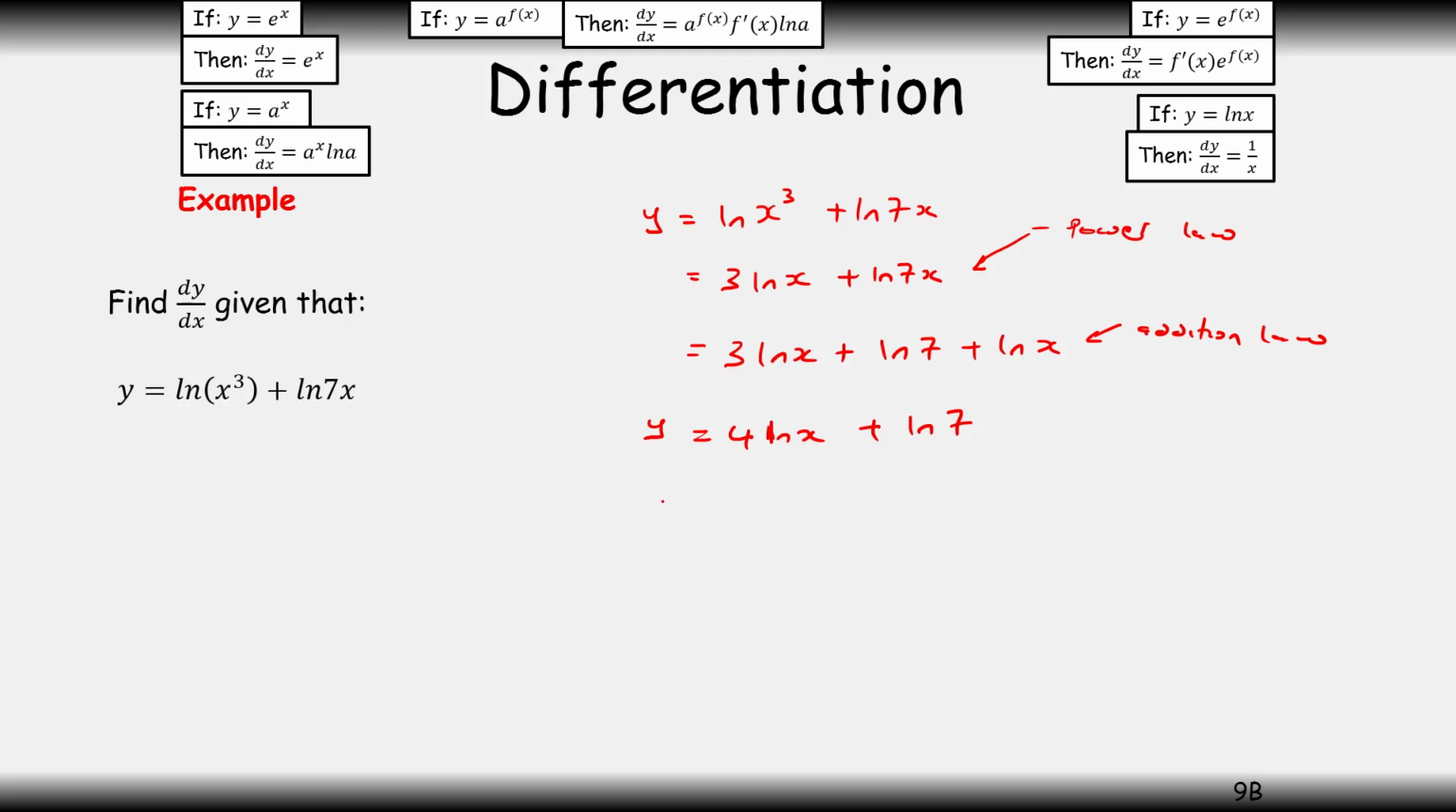So that's my y now. I've rearranged it. So to differentiate it, dy over dx is going to be given by, ignore the 4, differentiating log of x gives me 1 over x. So that's just going to be 4 over x. And log of 7 is just a constant, so I can ignore that. So that's my solution.